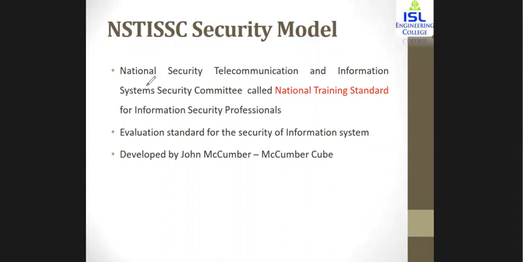Now, this NSTISSC security model stands for National Security Telecommunication and Information Systems Security Committee. This model is used as a national training standard for information security professionals. That is how you're going to train the different professionals, how they're going to secure the information. It is also an evaluation standard for security. That is how you're going to consider the security of a particular system, and at what level you're achieving the security of the system. By making use of this model, you can evaluate at what standards the company meets the security.